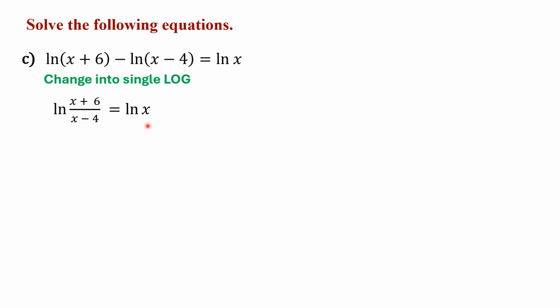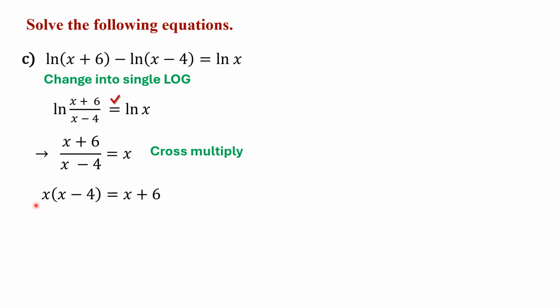And now there's only one ln on the left side and one ln on the right side. So it means this equation is equal only if these two expressions are equal. So we now have x plus 6 divided by x minus 4 equal to x, which is a rational equation. And to solve this rational equation, we are going to cross multiply. So in cross multiplying, we will multiply x by x minus 4 and x plus 6 by 1. So we will get this equation.